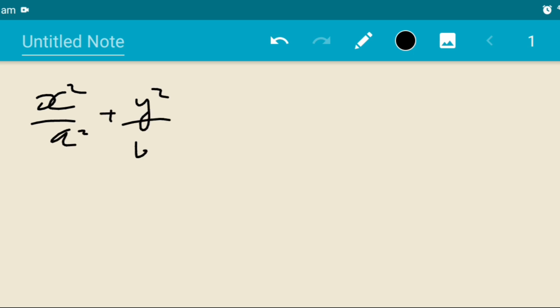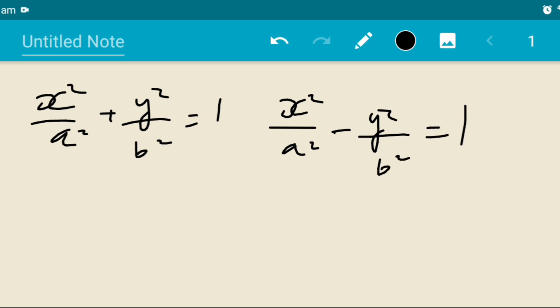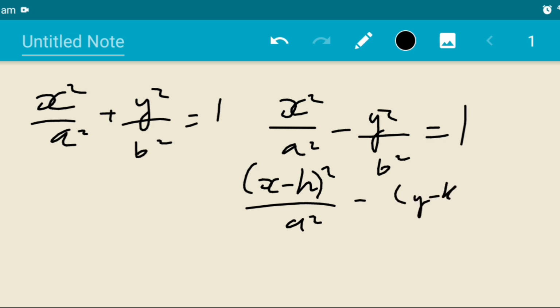So remember, the equation of an ellipse is just x squared over a squared plus y squared over b squared equal to 1. Then that of a hyperbola is slightly different. This is x squared over a squared minus y squared over b squared equal to 1. So this is the only difference. Everything I said regarding an ellipse is pretty much the same for a hyperbola, meaning we're going to have (x minus h) squared over a squared minus (y minus k) squared over b squared equal to 1.